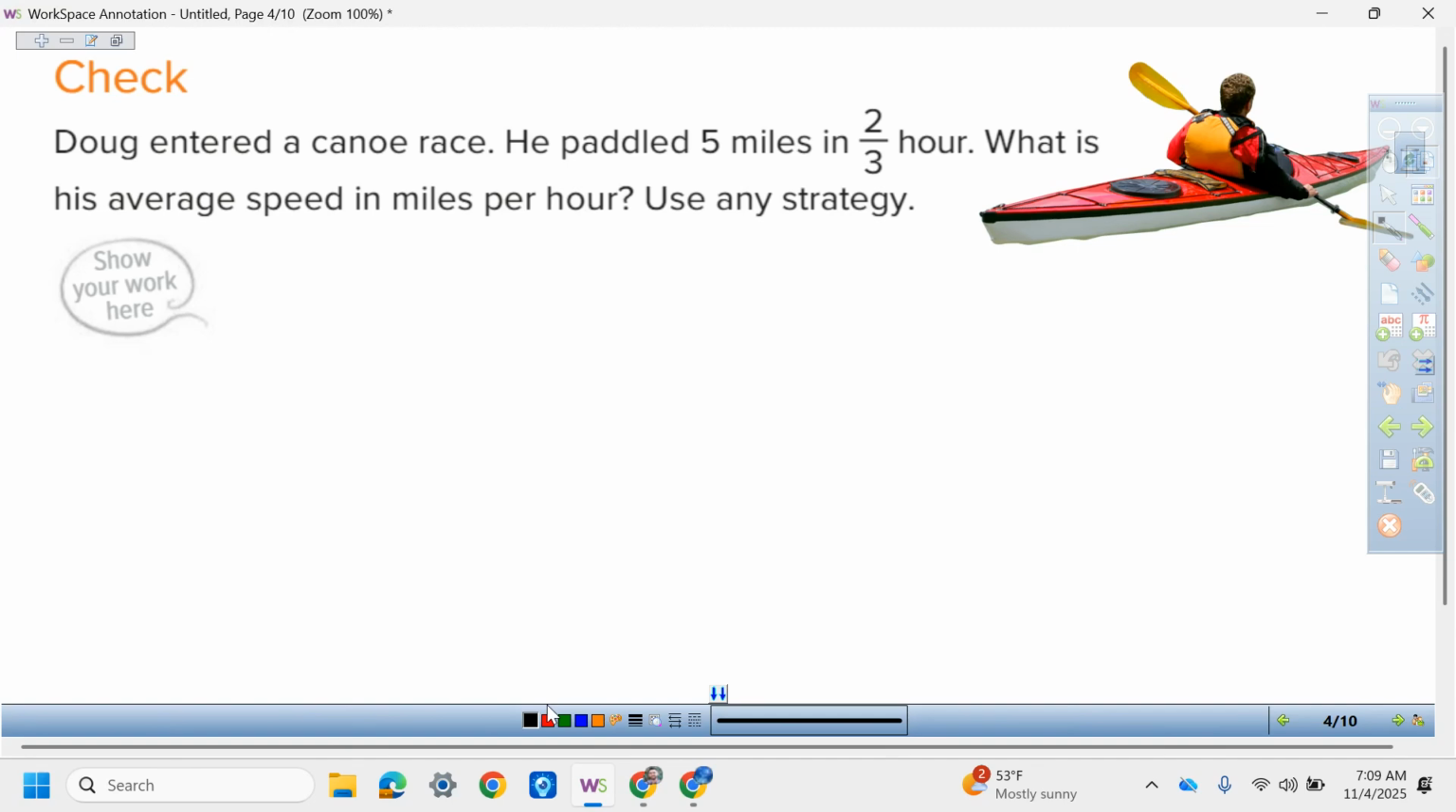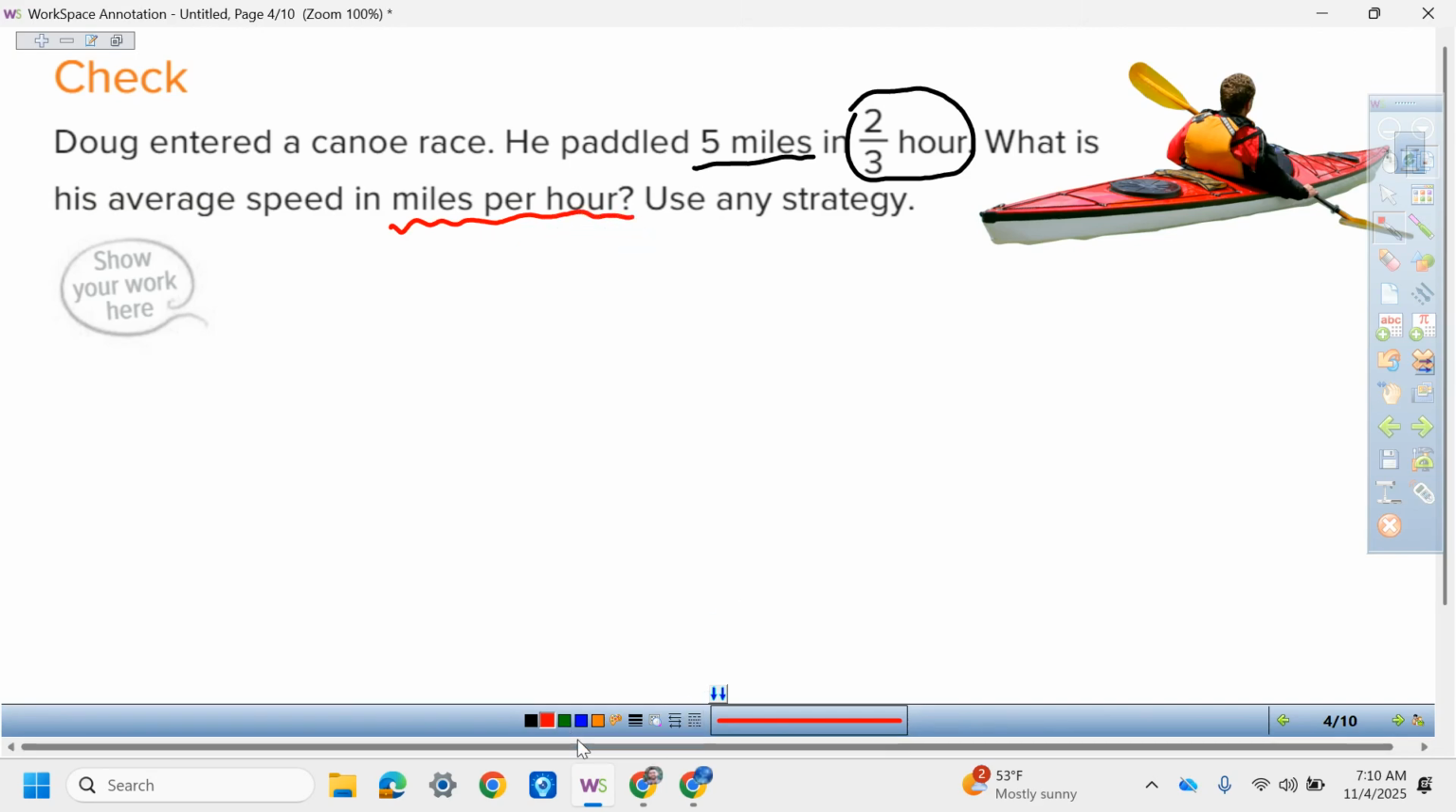What is his average speed in miles per hour? All right, so 3 read. We got Doug in a canoe, probably on a lake somewhere. So what is important? He paddled 5 miles in 2/3 of an hour. And what is the question? What is his average speed in miles per hour?